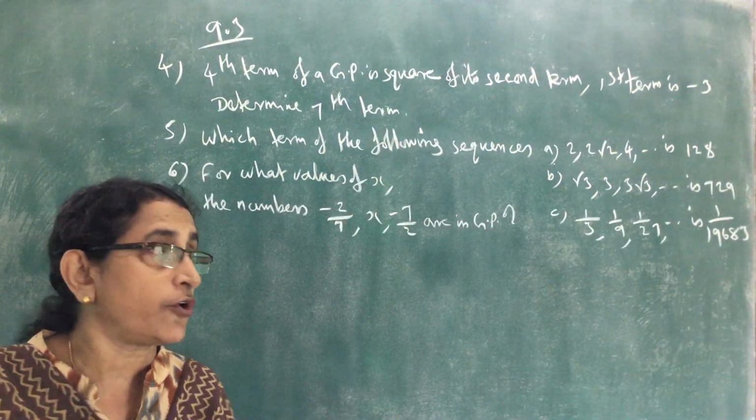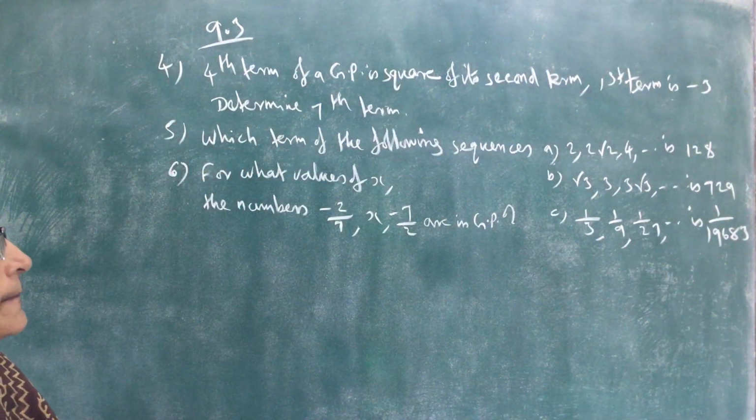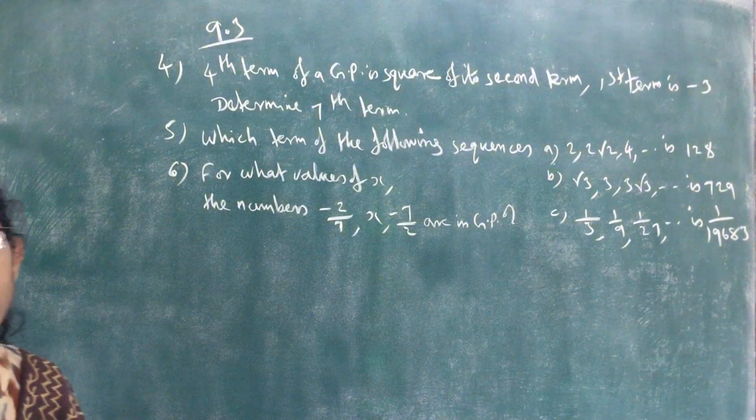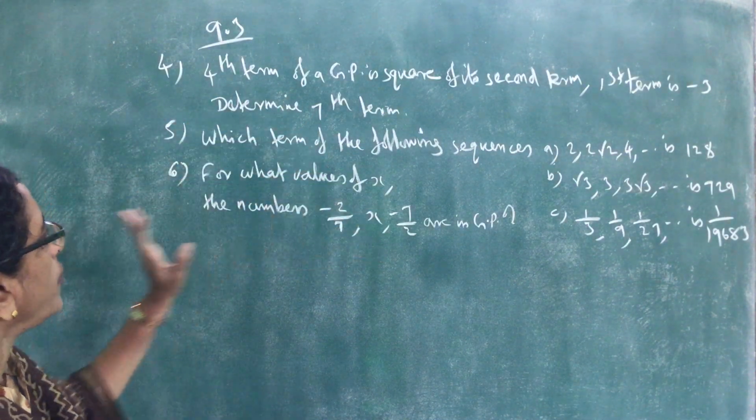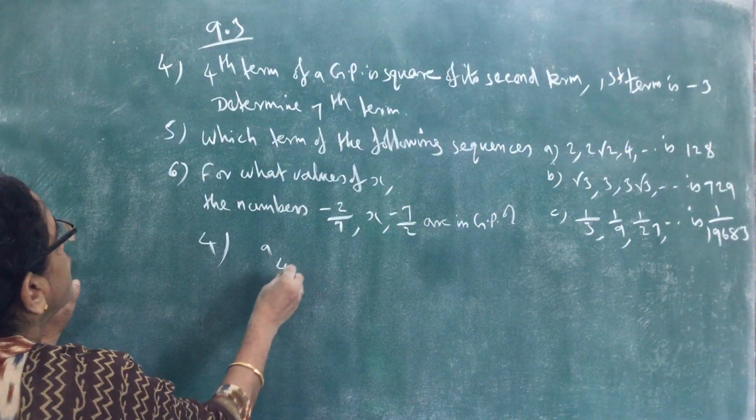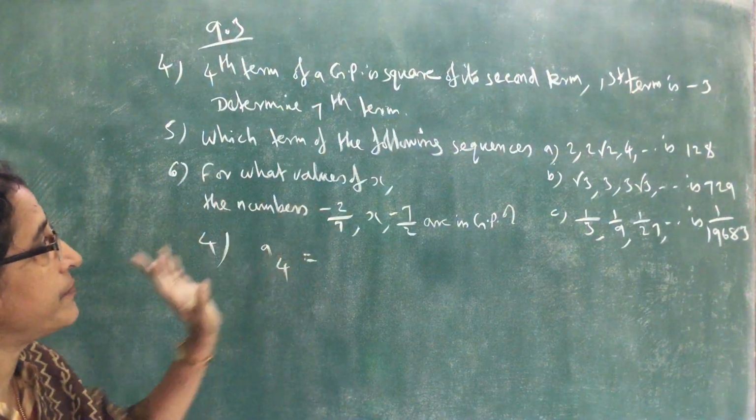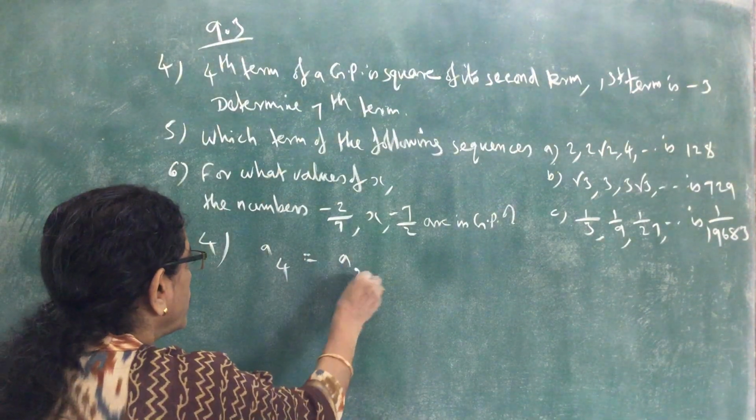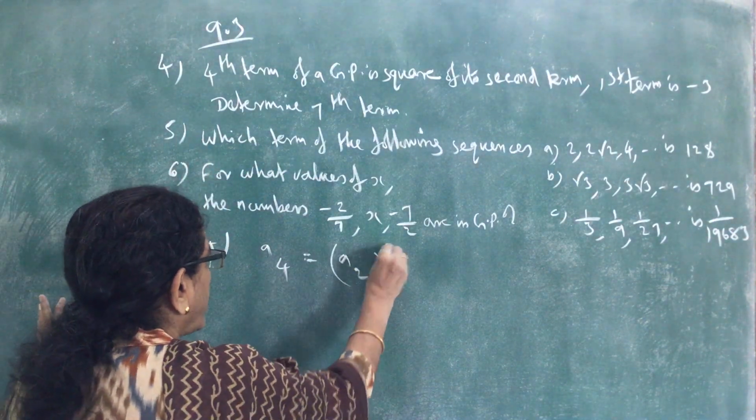Exercise 9.3, fourth one. Fourth term of a GP is square of its second term. First term is negative 3. Determine the seventh term. So given that fourth term of a GP, how do we represent fourth term? Fourth term means A4. Fourth term of a GP is square of the second term. What is the second term? A2. Square of the second term, that is A2 whole square.